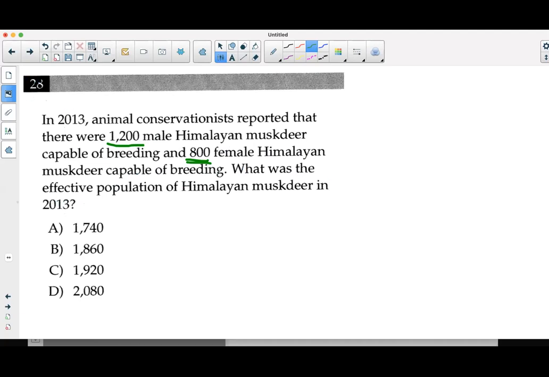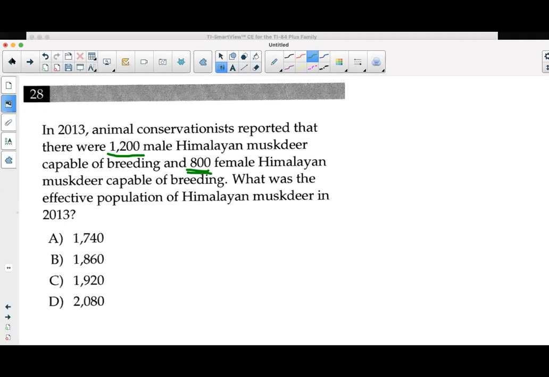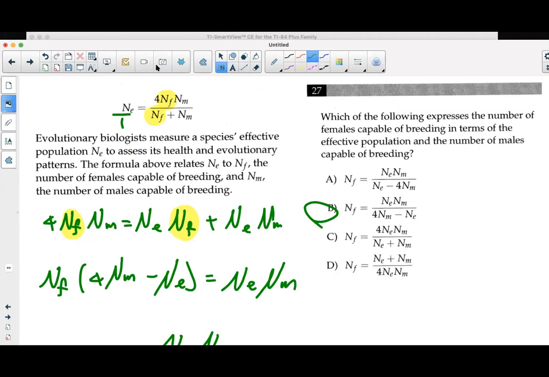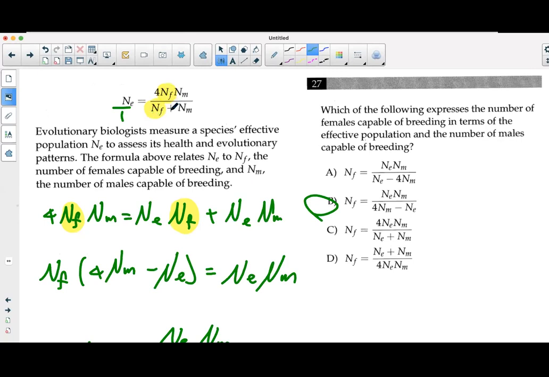So in this case, when I go back, I just have to make sure I write down the values in the correct places. So here, N sub E is what? Effective population. And N sub F is the what? Female. And N sub M is the what? Male. So then I'm just going to apply this formula as it is.